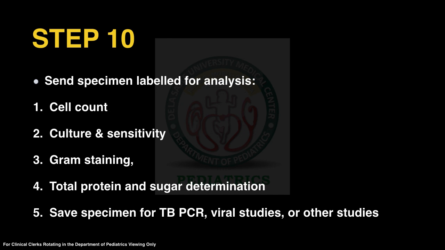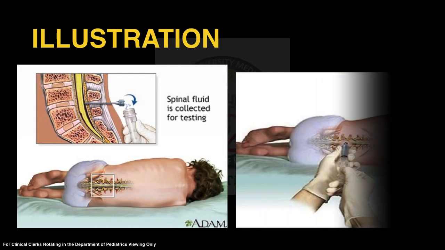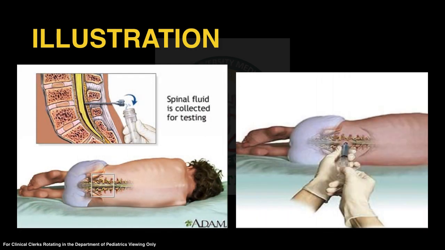The following is the illustration that we do in lumbar puncture. The spinal fluid is usually collected for testing. In children, we insert the needle at the level of L2 and L3, while the patient is placed on the left lateral decubitus position, most of the time.